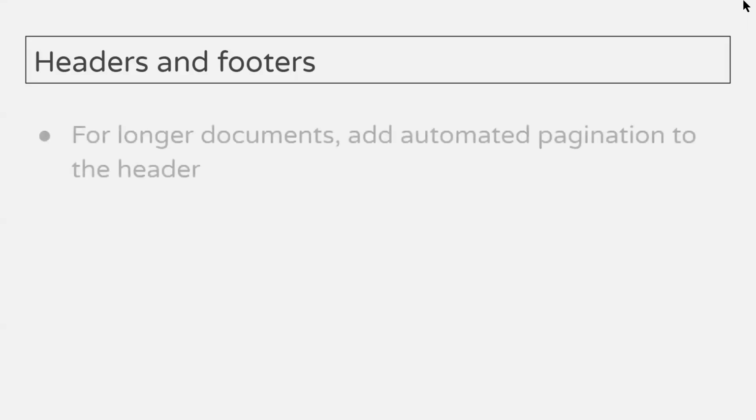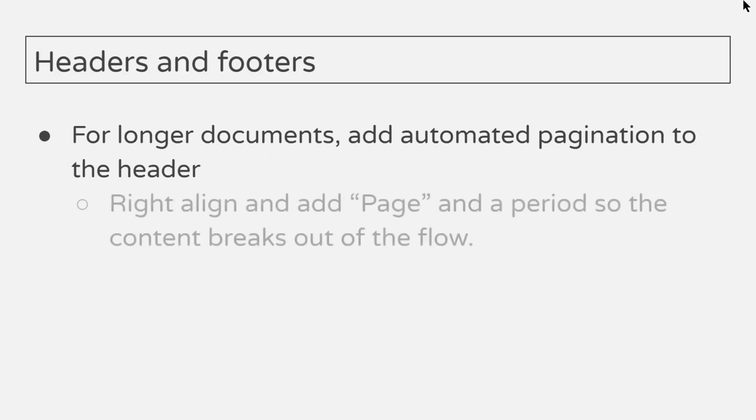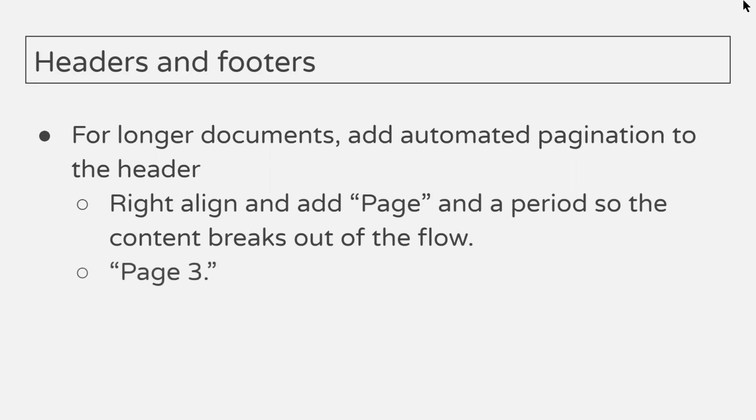The last one I'm going to talk about is headers and footers. That becomes really handy for a long document. Use the headers, add the page numbers, add pagination to the headers. Make sure they're right aligned. It's easier for people to see it if it's right aligned. So that's an example of a paginated page 3.